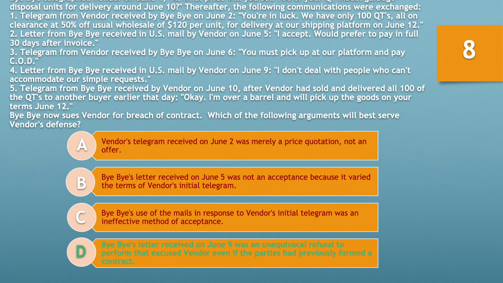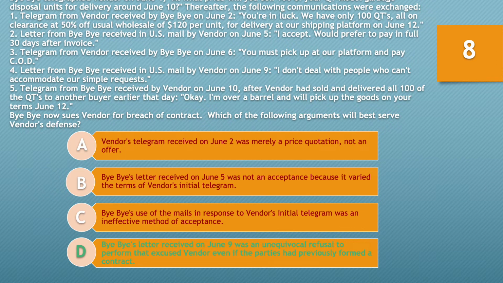If you chose option D, you'd be correct. Bye-bye's letter received on June 9th was an unequivocal refusal to perform that excused vendor, even if the parties had previously formed the contract. The rule is that where a party unambiguously states by words or conduct to the other party before the time to perform has arisen that she will not perform or that she is unable to perform, the other party is entitled to treat this as an anticipatory repudiation that generally excuses performance by the non-repudiating party.